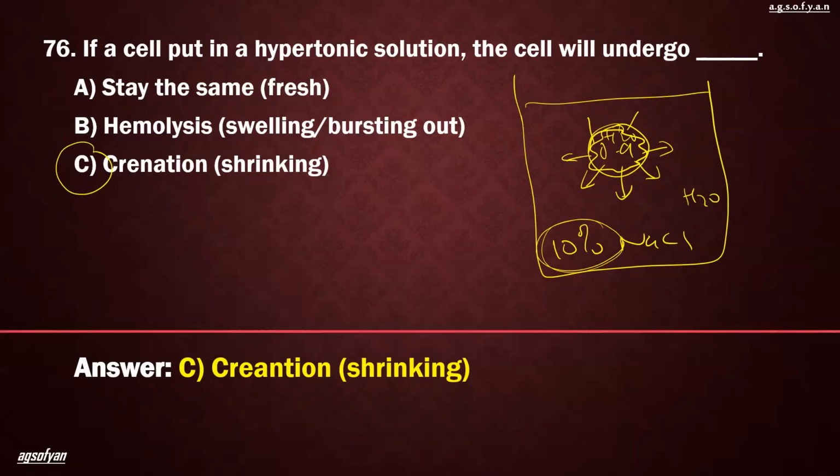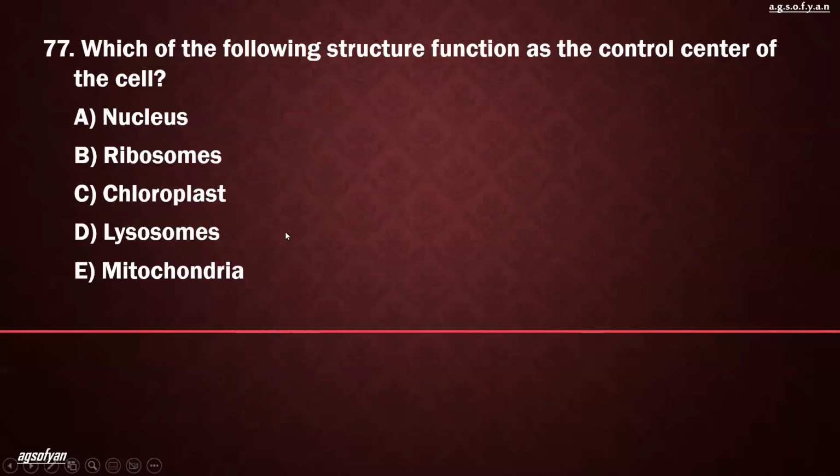How about in the isotonic solution? What do you think will happen? If it was isotonic, wouldn't it just stay fresh? Yeah, it stays the same, because nothing changed over there. Okay, so in the hypotonic solution, the cell will be swelling. In the hypertonic solution, the cell will be shrinking. In the isotonic solution, the cell will stay the same.